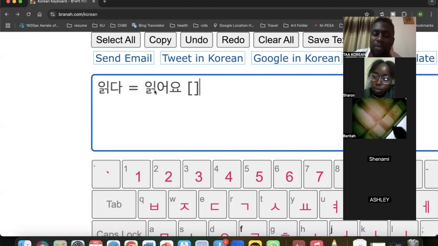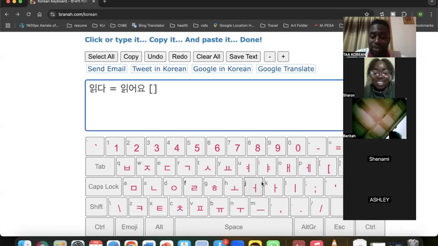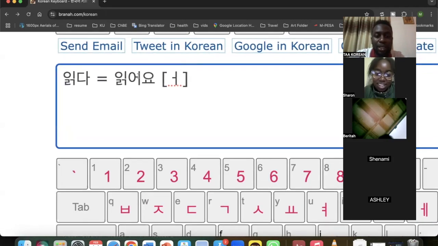This one therefore becomes ilgoyo. Do you guys see what happened there? What does the ㅇ look like? It looks like a zero, like an O. What sound does it make? Actually, it has no sound. If it has no sound, it means it has no sound. And the one next to it makes a sound.